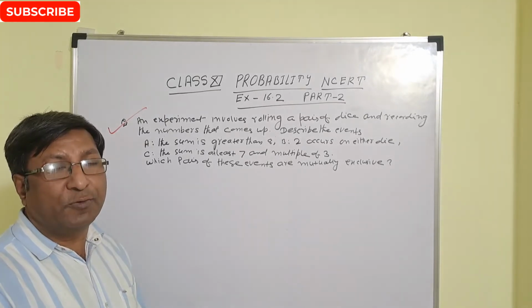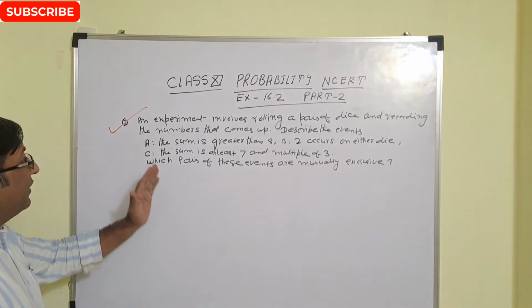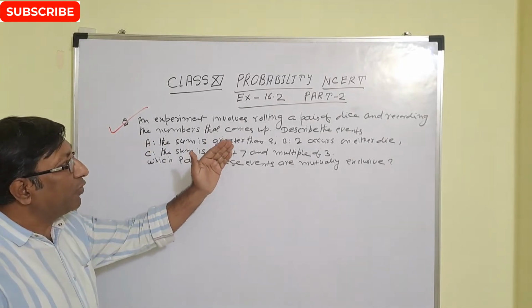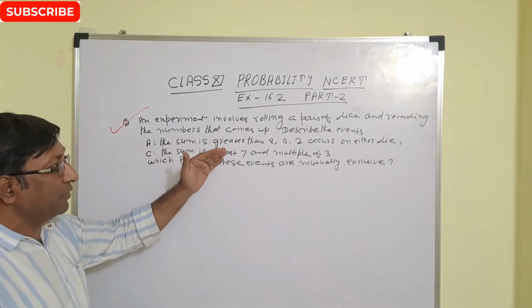Most important question of probability. Let us see the question. An experiment involves rolling a pair of dice and recording the number that comes up.